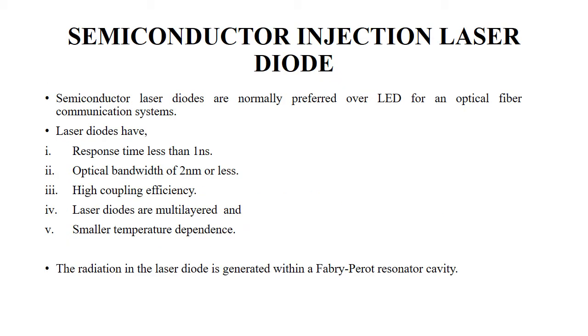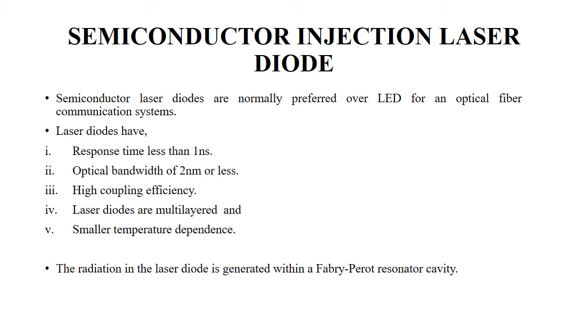Next is the semiconductor injection laser diode. Semiconductor laser diodes are normally preferred over LEDs for optical fiber communication systems where the required bandwidth is greater than approximately 200 megahertz. Laser diodes have a response time of less than 1 nanosecond, an optical bandwidth of 2 nanometers or less, high coupling efficiency, and smaller temperature dependence. Laser diodes are multi-layered.